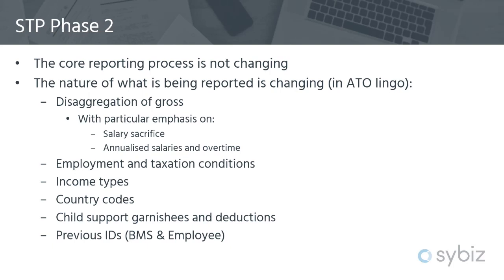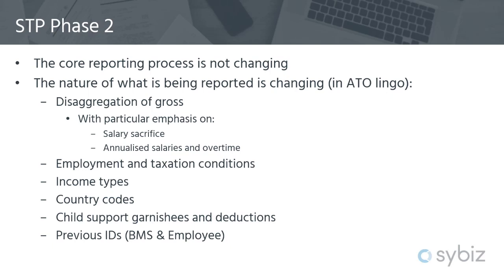And so a couple of things that are changing is that there's this concept of the disaggregation of gross. And what that is all about is previously what we've done is we've just reported the gross income as a single line. And now there's various components that the ATO want you to break that down into. And that's not going to be too much of a challenge. You may need to create some new pay items to support that process, and we'll have heaps of resources to guide you through that. But where it does get a little bit confusing and will be more onerous on employers is with things like salary sacrifice.